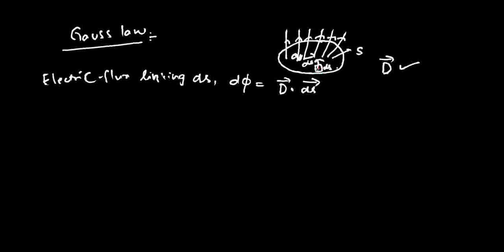Now if you know the number of electric lines of flux passing through a small surface of area ds, what would be the electric flux linking the whole surface S? What do you mean by this statement? Now we are interested in finding out the number of electric lines of flux that emerge from the whole surface S surrounded by electric charge Q.